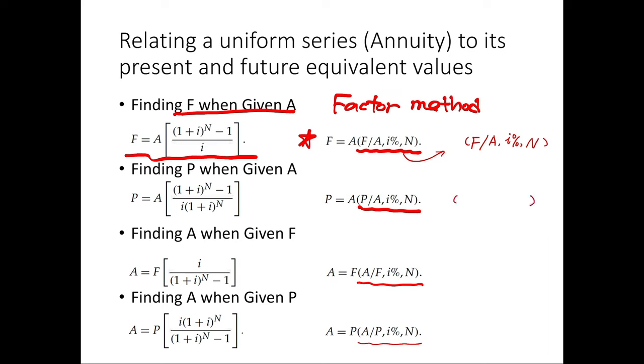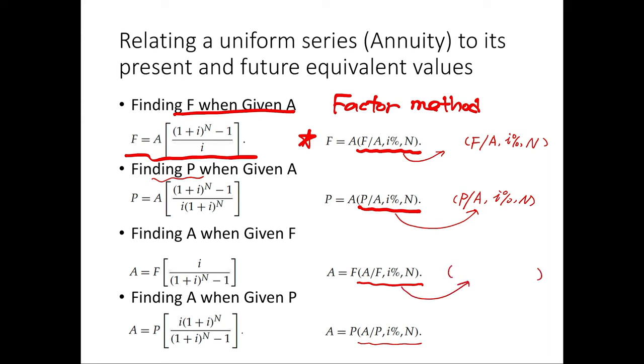Now let's practice this factor. Write the parentheses first, and then think about what you want to find out. You want to find out the present value given A. So P is going to be the first letter and slash. And then after that are the given conditions. So you are given A and I% and N.